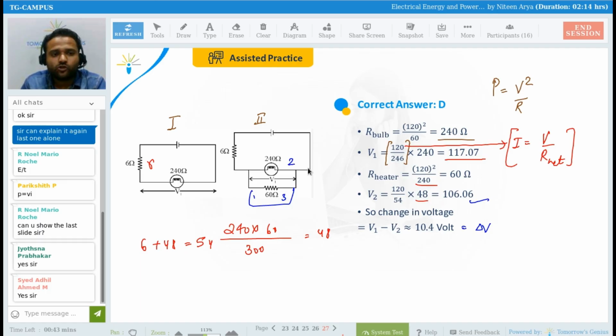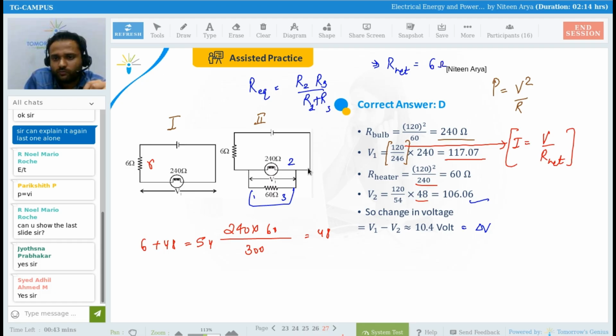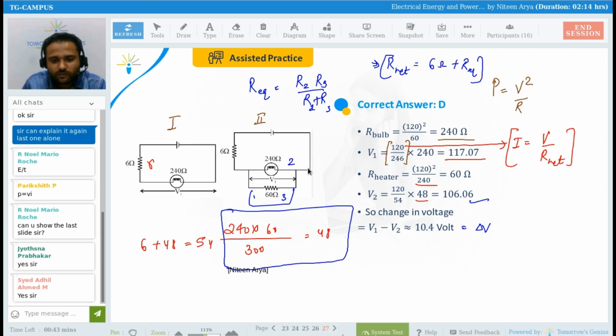Now I attach one more in parallel, so this is going to be R2, R3. First of all, you need to find R equivalent, which is R2 into R3 divided by R2 plus R3. Then this R equivalent, which is R net, is 6 ohm plus R equivalent. The same thing I do here directly, but this is your R equivalent, and this is your R total. Clear? I hope and I believe everyone gets this solution and knows how to solve this.